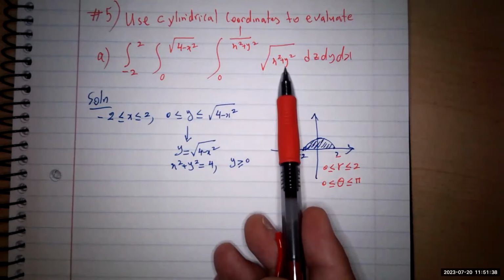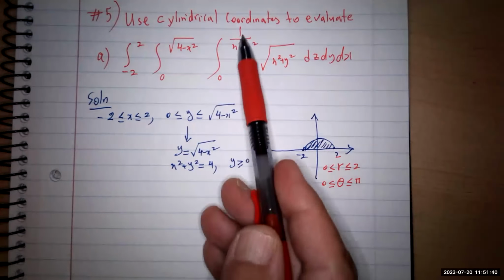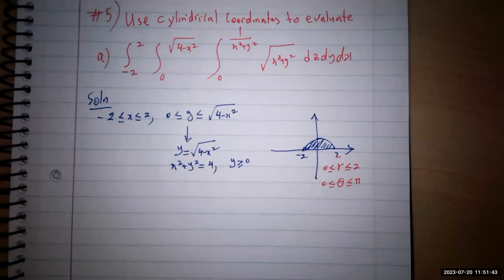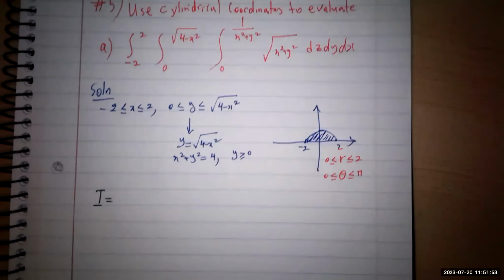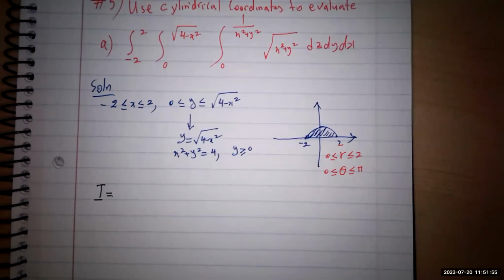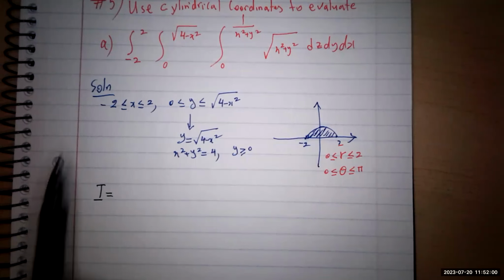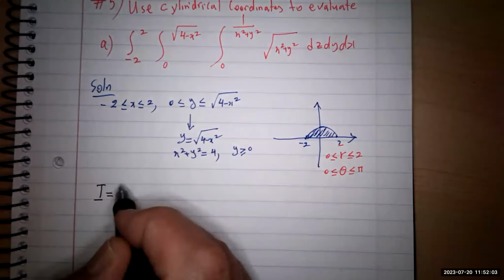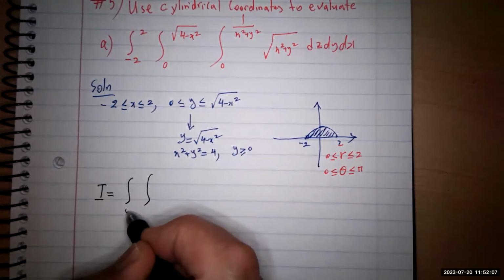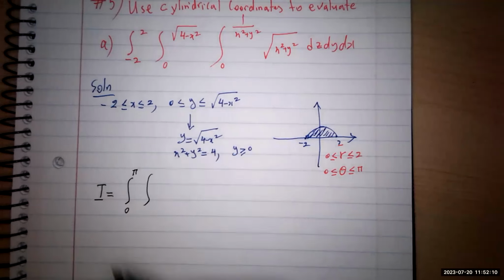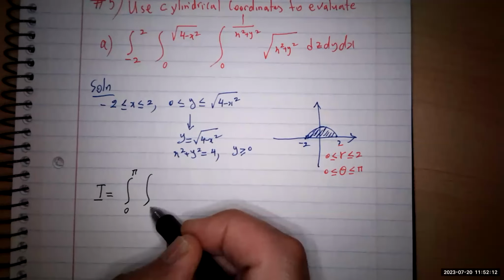The rest can be handled, because you have to change this into the polar function. X squared plus y squared is r squared, and you have to change the z limit, which is easy, 1 over r squared. So we can go ahead and set up the integral. Any question? Call it I. It is equal to the polar part: theta is between 0 and pi, and r is between 0 and 2.